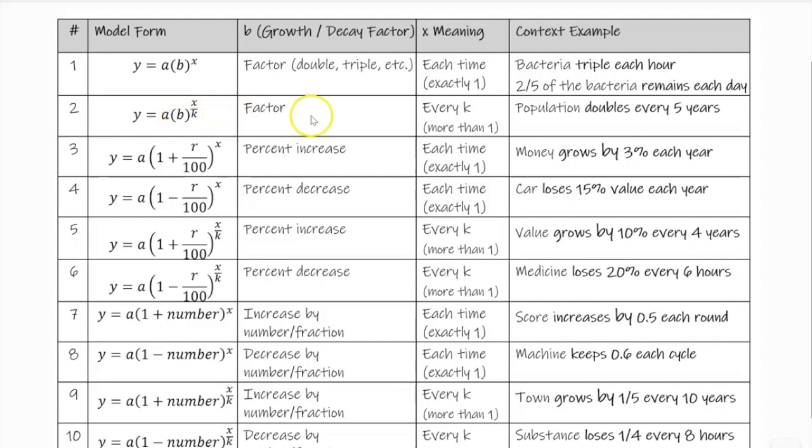Looking at this example, population doubles. So doubles is how I am growing. It's multiplying by 2 every time. Because it says every 5 years, it's a period of time, so it's going to be x divided by 5. So this will be 2 in here and then x divided by 5 and so forth. So we're going to move forward to all of these. You can see here we have 1 plus, 1 minus, 1 plus, 1 minus, and then we have r divided by 100.